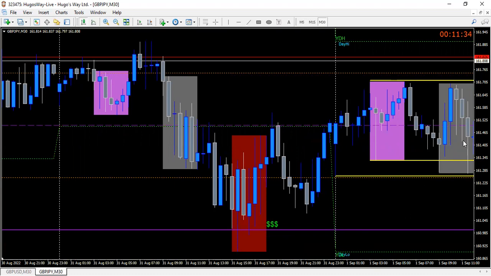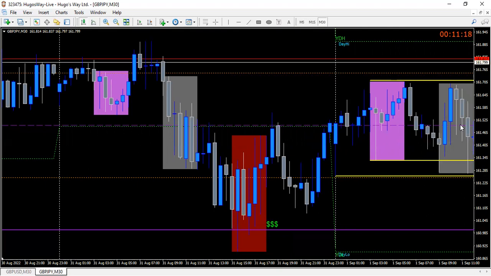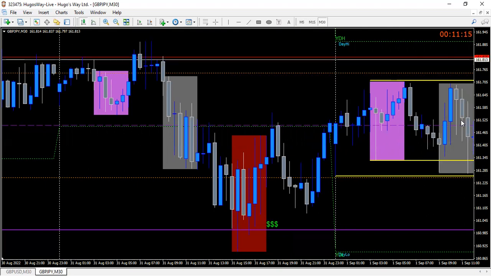Okay. So now for me, I got the close below the 50. Now what I'm waiting on is for the next candle to pull back. I'm waiting on the candle to come back to the 50. You either want to enter at or above your level. Okay. So I want to enter at or above the 50 level.